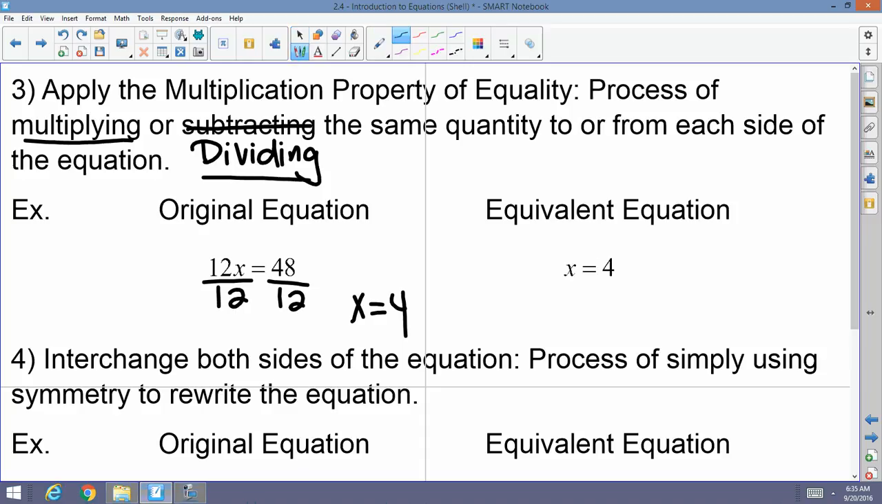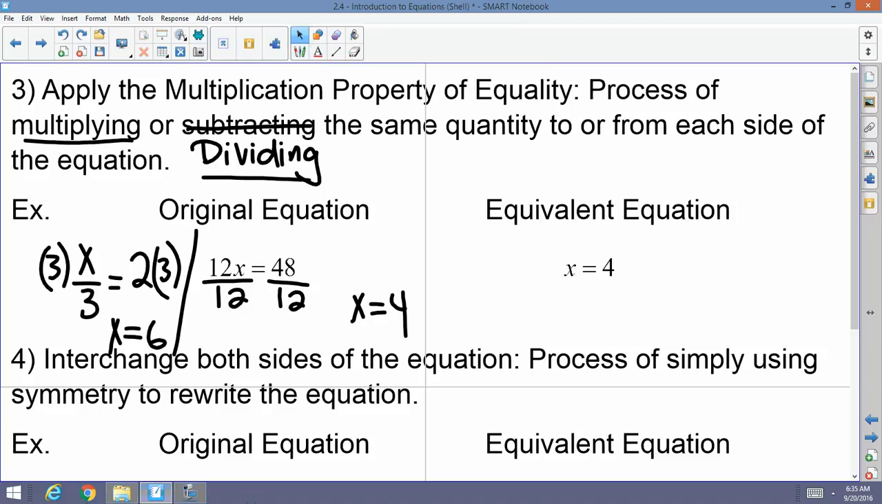Let's say I have x over 3 equals 2. Well, in this case, I have x being divided by 3, so I cancel division with multiplication. I'm going to multiply 3 to both sides, and x would equal 6. That's also legal using the multiplication property of equality. Okay, let's continue.